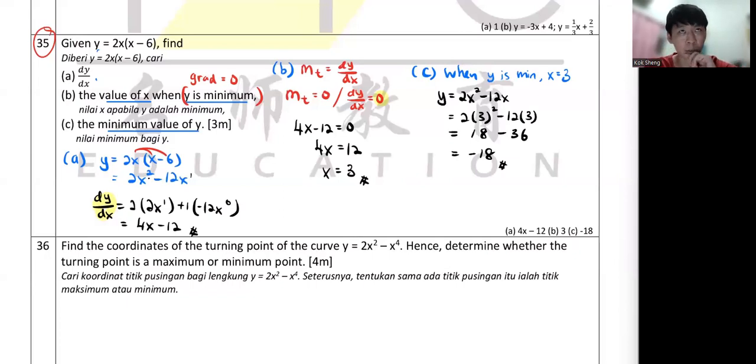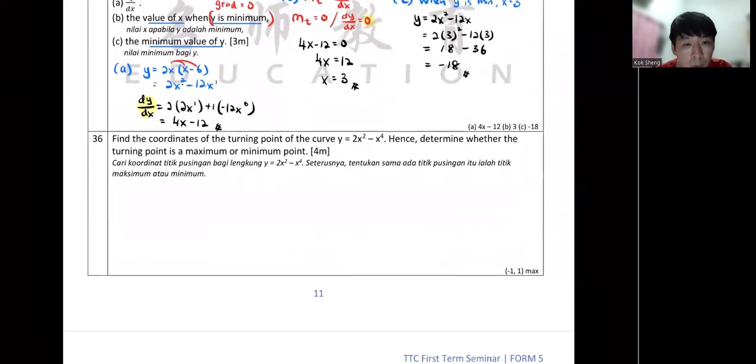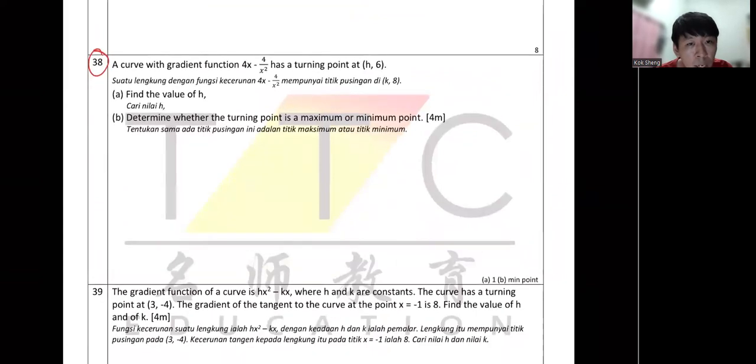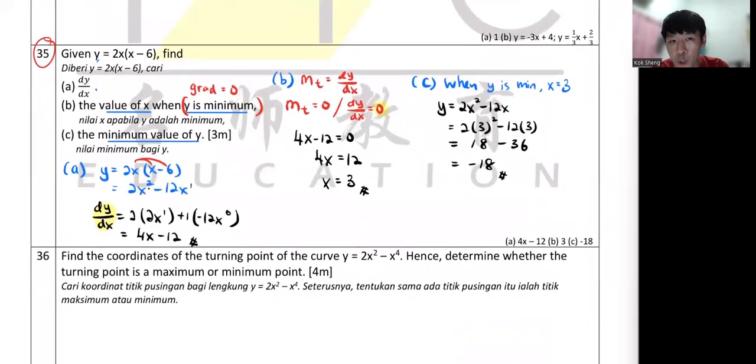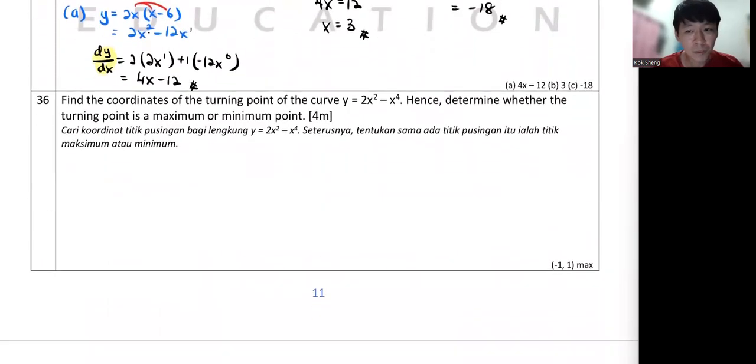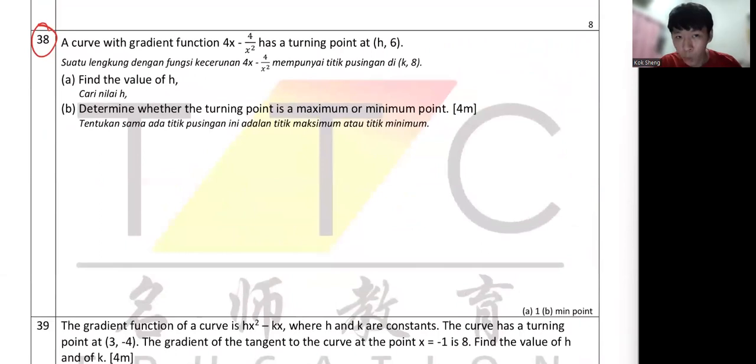One more is 38, but 38 is what idea? Let me see 38 first. I don't think we have time to go for the 38. Let me see the question first. Okay, 38 is this one. We still have a few minutes left, so I will show you just part A of 38, then we can end the class. It's almost 2 hours already. Okay, 38, just part A.